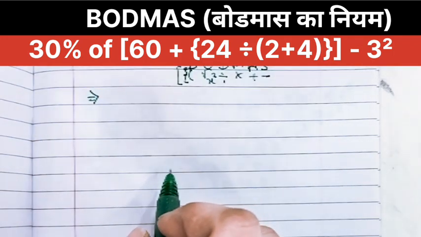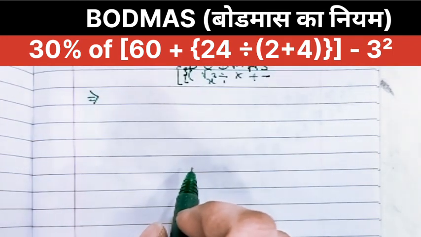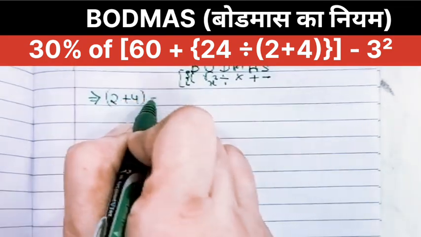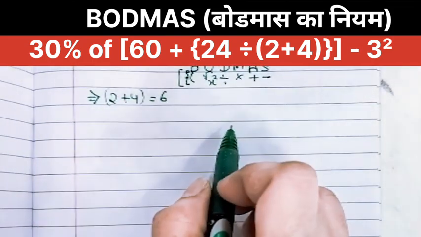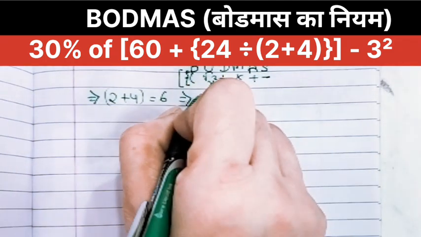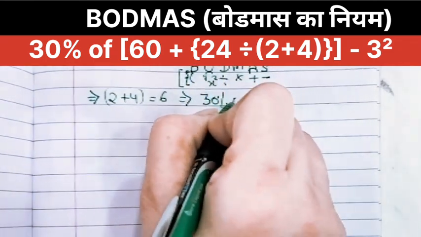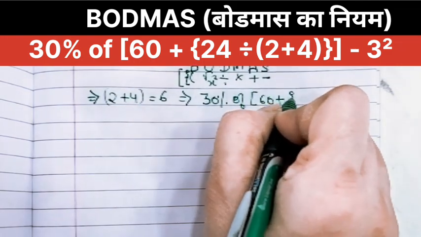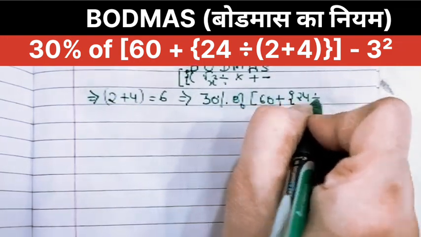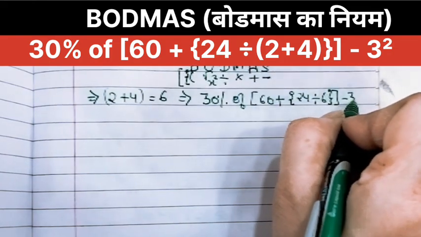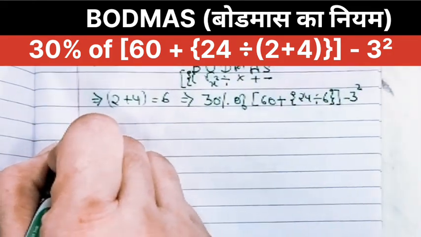First step says solve the parentheses first. The parenthetical brackets are 2 plus 4. So now 2 plus 4 will become 6. Now according to this step, BODMAS requires the innermost bracket first. And now the current expression becomes 30% of square bracket 60 plus curly braces 24 divided by 6, and then brackets of minus 3 power square. Move to the next step.